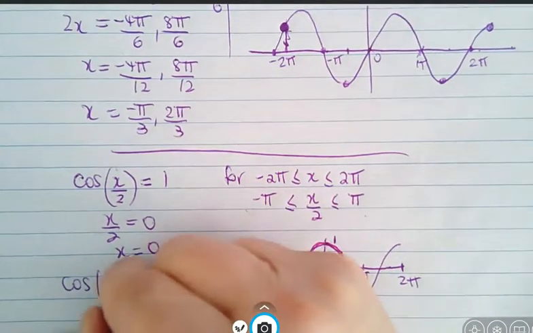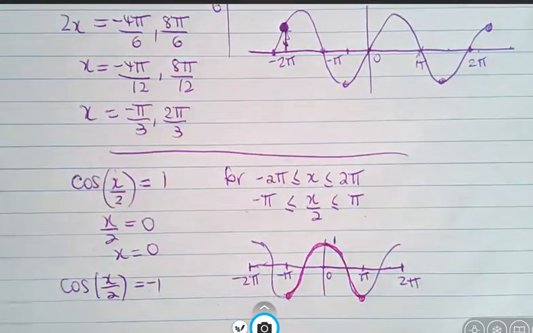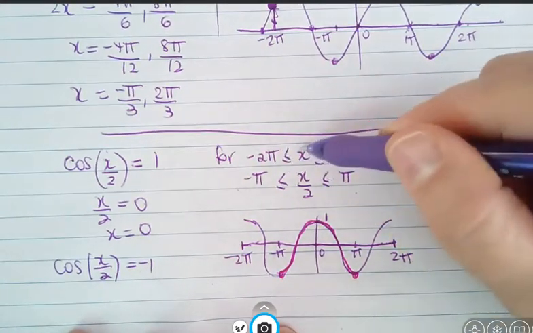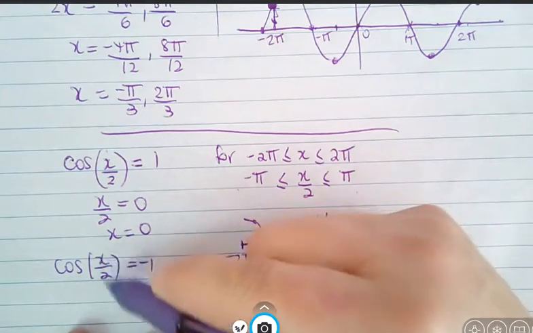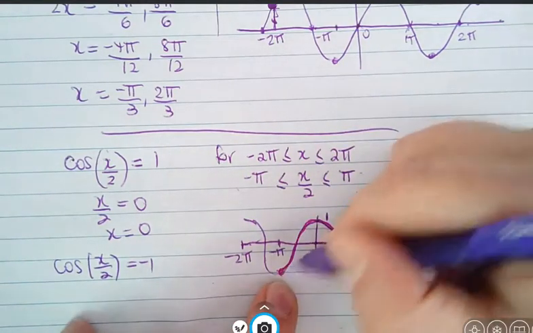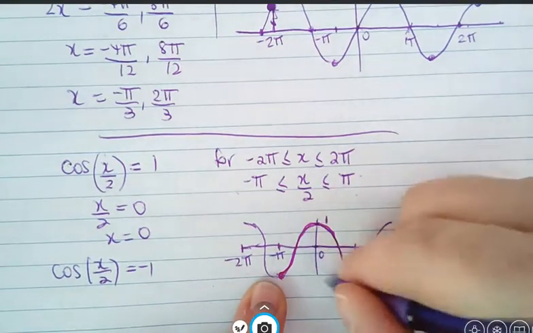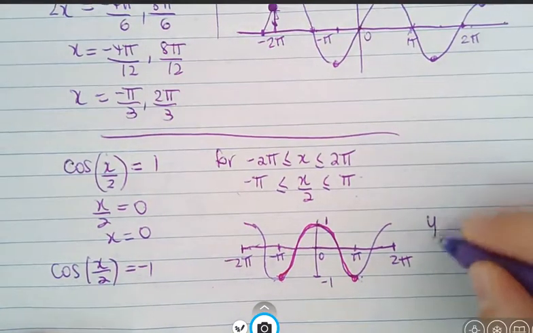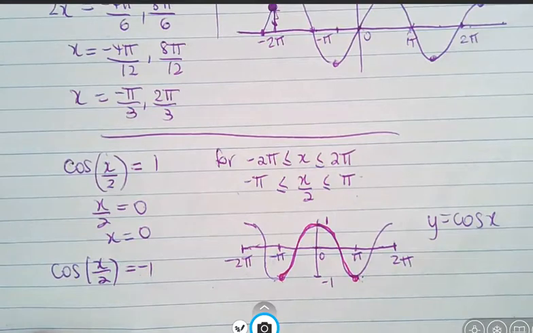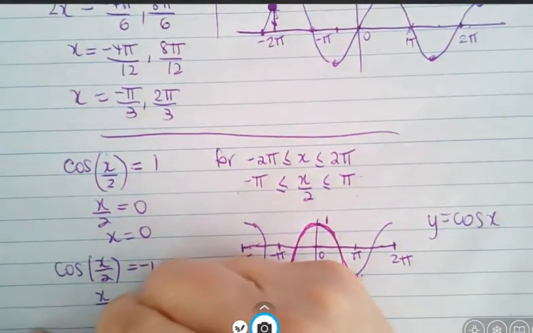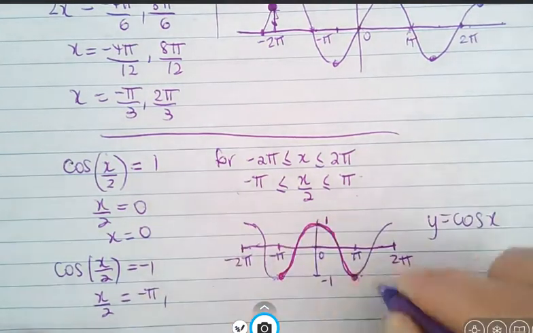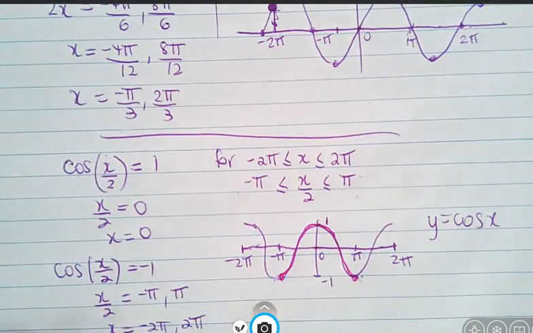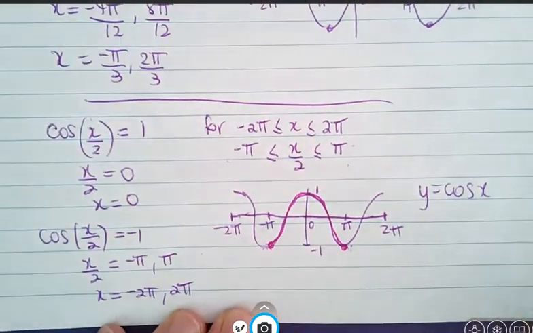But if I ask you to solve cos of x on 2 is negative 1 for that same domain, all right, from negative 2 pi less than x less than 2 pi, because I'm dealing with x on 2, I have to halve all these. I still want from negative pi to pi, including those. Where does it equal negative 1? Well, I've got two values at negative pi and pi. Notice I'm just drawing the y equals cos x curve, not the cos x on 2 curve. So my two solutions for x on 2 are negative pi and pi. And now to get my final solutions, I multiply by 2, okay? I get x is negative 2 pi and 2 pi.